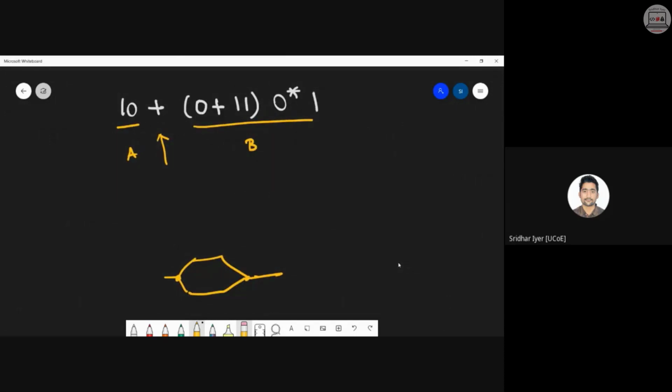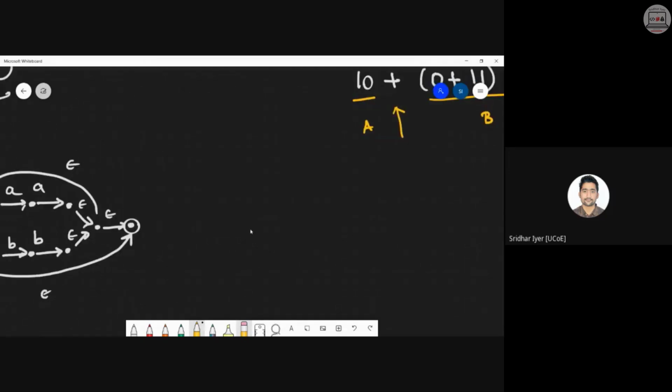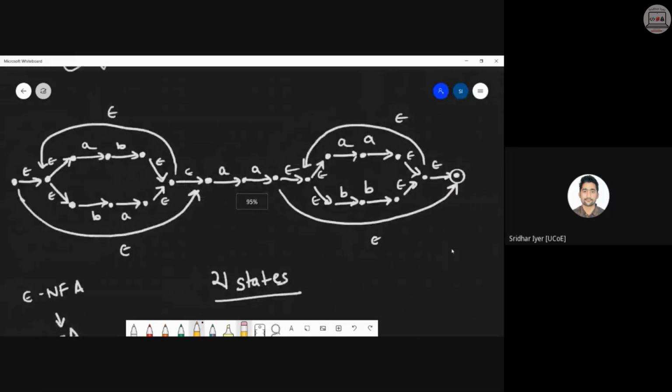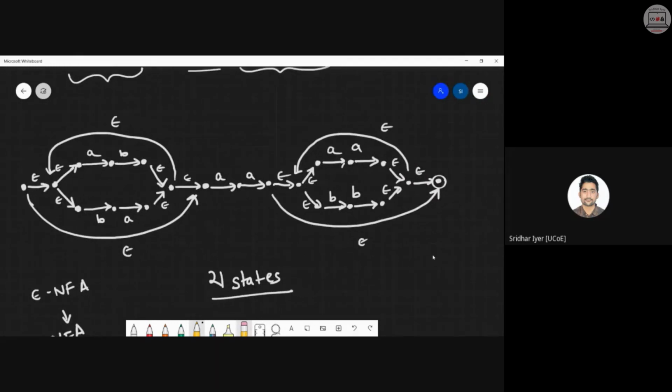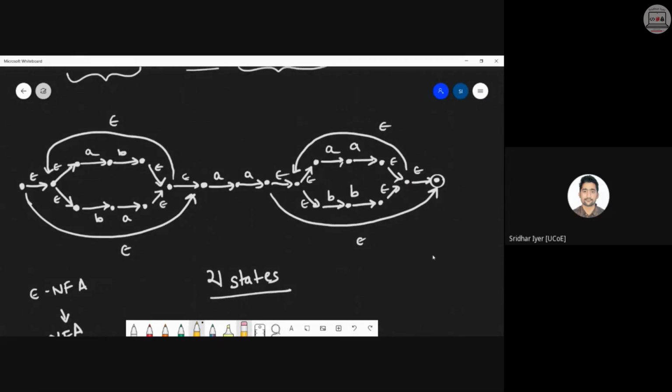Keep this in mind. Two, three things. Wherever there is a plus, you have to split it up, upper section, lower section. Whenever you have a closure, you have to add one state at the beginning, one state at the end. These are some simple thumb rules you have to follow for successfully completing these problems. Very simple it is. Just logic, nothing else. Yes, we got 21 states. Just check the answer. Just take a minute, check the answer, then I will go back to the next problem.